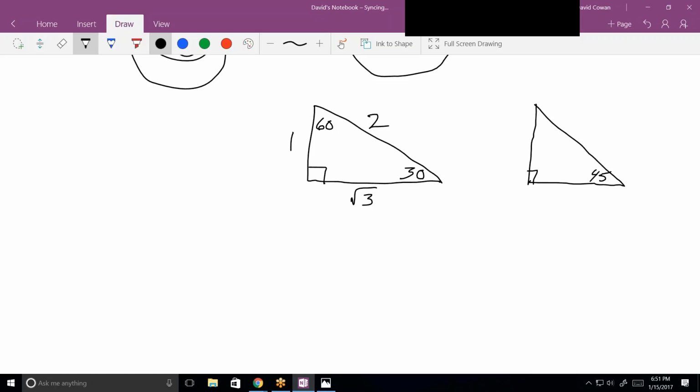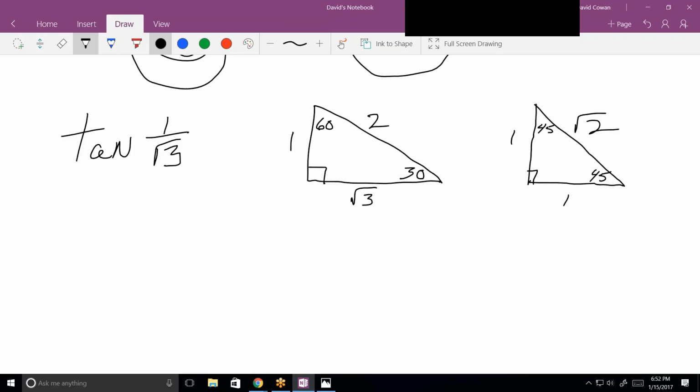1, 1, and square root of 2. Okay, so in this problem, they're asking, what's the inverse tangent of negative 30 degrees? Well, what's the inverse tangent of 30 degrees? What's the tangent of 30 degrees equal to? 1 over square root of 3. You know what? It's 1 over square root of 3.